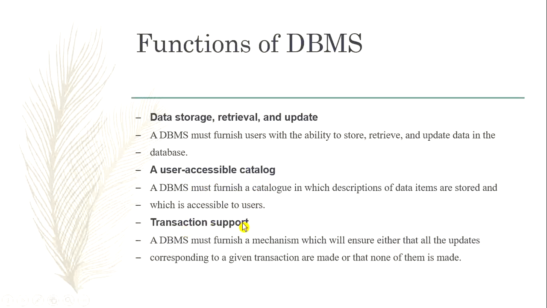Next is transaction support. This is also a very important functionality of a DBMS. A DBMS must furnish a mechanism which will ensure either that all the updates corresponding to a given transaction are made or that none of them is made. So a transaction is a series of steps that are taken to make any change to a database. For example, you are adding a new staff member in your database, or you are updating the salary information of some employee. So these are the different changes that you are making in your database. So these are the transactions.